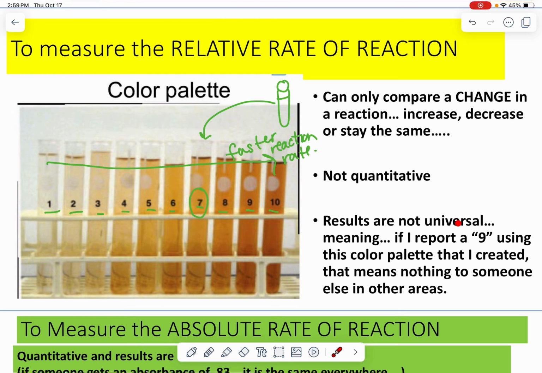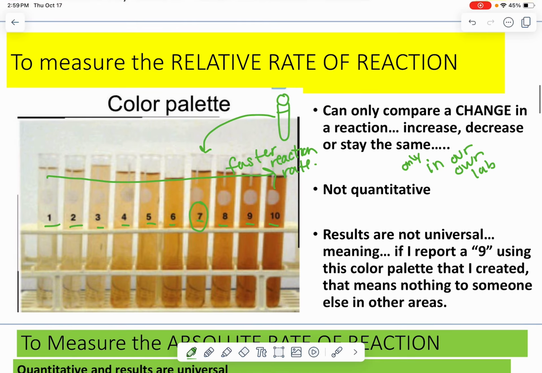Those results are not universal, meaning if I report a 9 or a 7 or whatever, and you're comparing that with somebody else that's comparing this reaction in some sort of research project, what's a 9 for us in our color palette that we made may not be the same 9 around the world, okay? So we can only compare a change, an increase, a decrease, or if it stays the same, only in our own lab and the color palette that we created. But we're going to do this. So you're going to mix your stuff in your tube, and you're going to give a number using a color palette. And we're basically doing that as a backup.